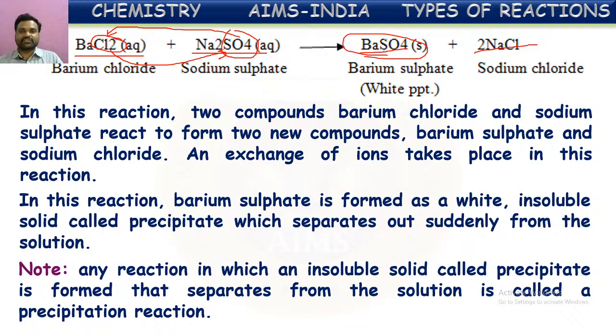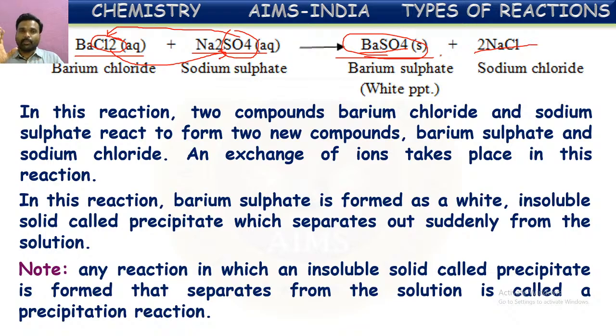So in this reaction, barium sulphate is a precipitate, and this reaction is because of the mutual exchange of ions, hence it is a double displacement reaction, and it is also called a precipitation reaction. So for this reaction we can give three names.